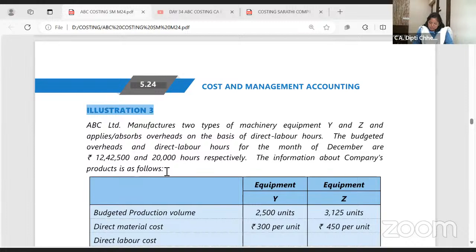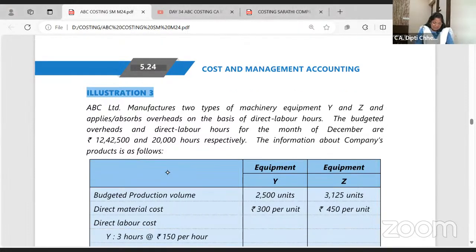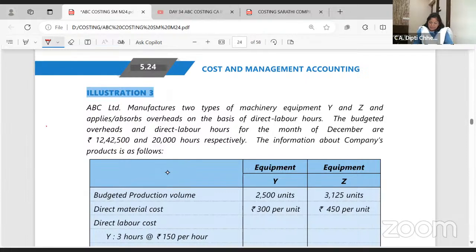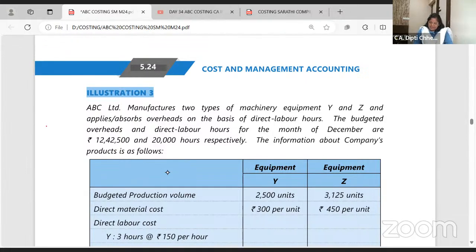ABC manufactures two types of machineries. Yeah, even the earlier syllabus has this same, so don't worry. Two types of machinery, Y and Z, and they are absorbing the overhead on direct labor hours. I told you, the traditional system is absorbing the overhead, the whole overhead over number of units.